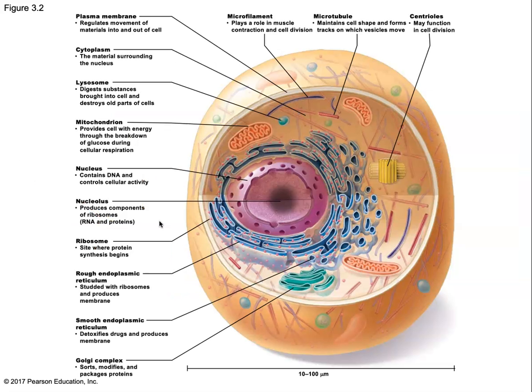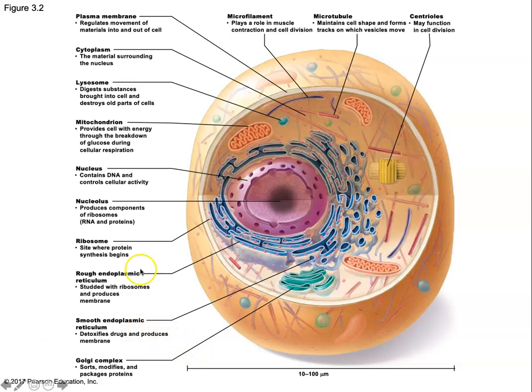This is our eukaryotic cell. It's a little bit more complicated. There are a lot more organelles. There's just a lot more going on in these eukaryotic cells. We are going to take the time to go through each one of these organelles. So, there you go. We are going to spend some time going through all of these.